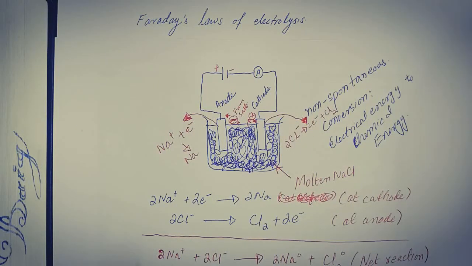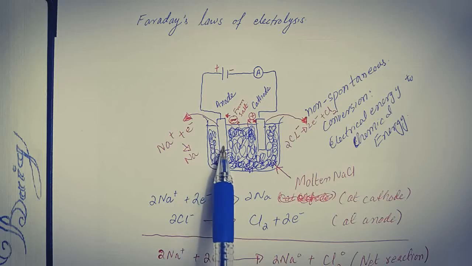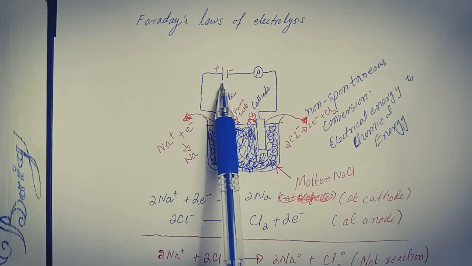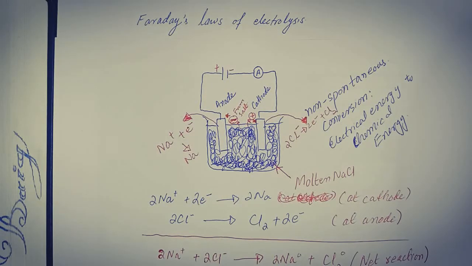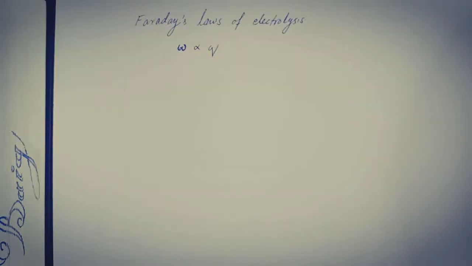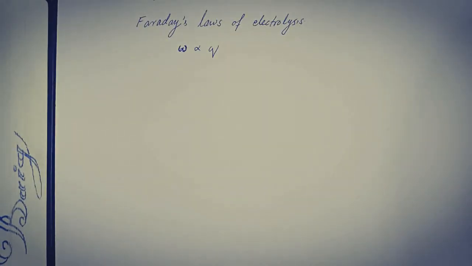Of electrolysis, Faraday discussed the quantitative relationship between the quantities of the substances that are deposited at the electrodes and the quantity of electricity passed. He has given two laws, which are discussed as follows. So first law of electrolysis states that the mass of any substance deposited or liberated at any electrode is directly proportional to the quantity of electricity passed.